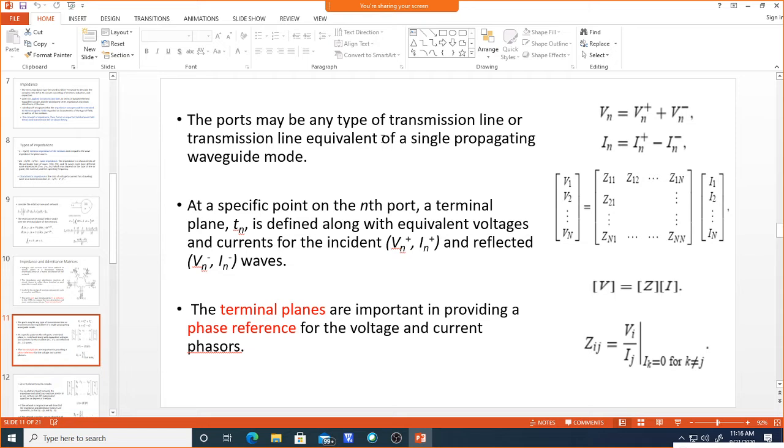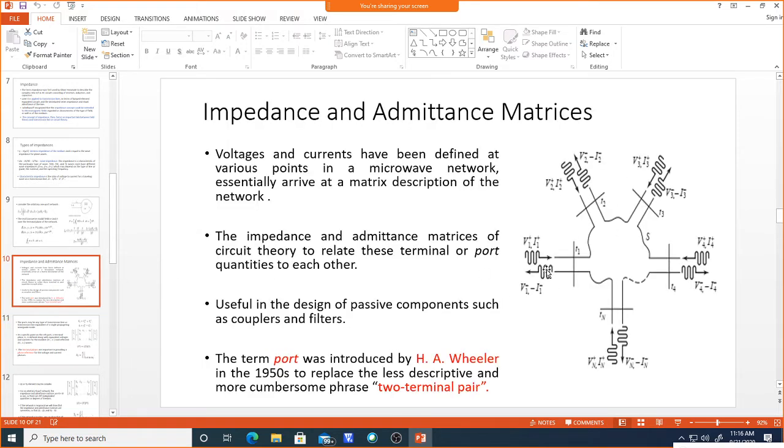So this is actually a two-port. If you want to design a two-port or multiple ports, you can define them in terms of voltage and current. Generally we know V equals Z into I. Different ports are defined from this structure. For port 1 the voltage is V1, for port 2 the voltage is V2, and so on. There are different types of voltage, incident voltage and reflected voltage, which we can define later. But in general we can define V equal to Z into I.